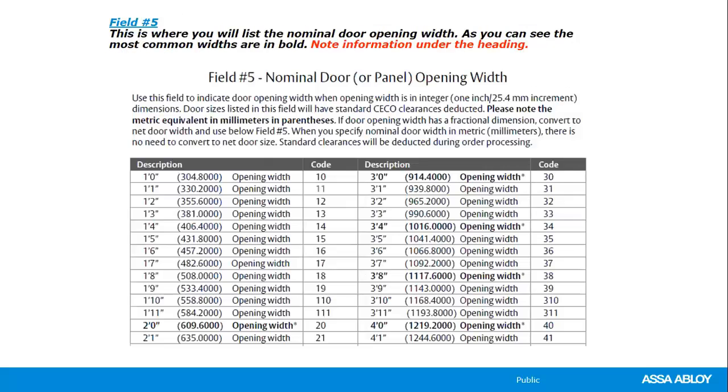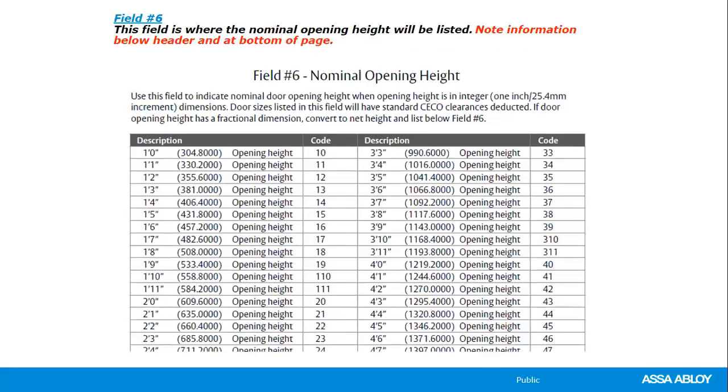Field number 5 gets into your opening size, and you want to list it as your nominal size, and then you'll see our codes associated with that. The height is the same way. It's listed, and then you have your codes. One thing that is a little different, and usually takes me off guard sometimes, is on the height. When it's 10 foot, it's listed as 100. So you have to remember that they're just saying 10 foot 0 inches on that code. Just be aware of that.